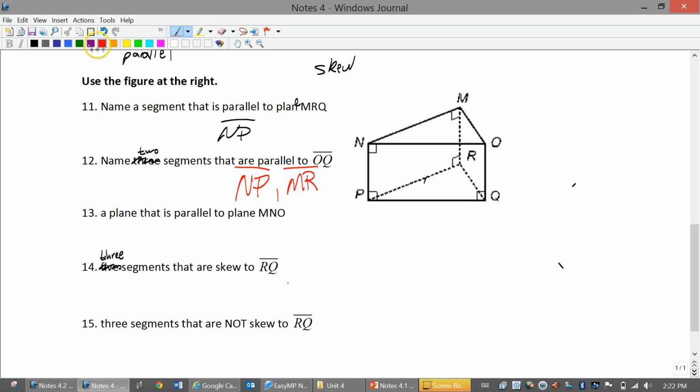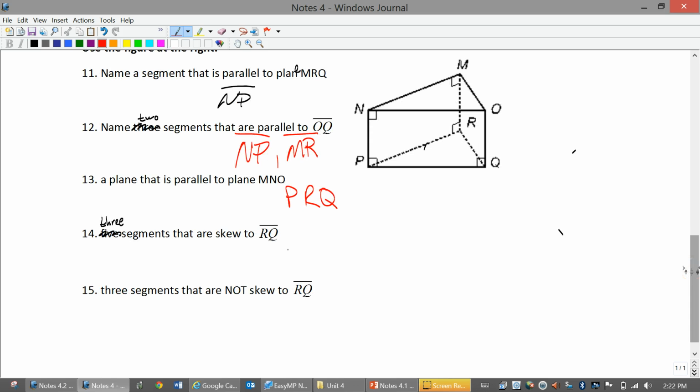On the next one, a plane that is parallel to MNO, the top one. So which one's parallel to the bottom one? Way to take her thunder. Okay, PRQ, or any order of those three. Three segments skew to RQ. Skew means not intersecting and not coplanar, so it would be MN or NP. That's all.